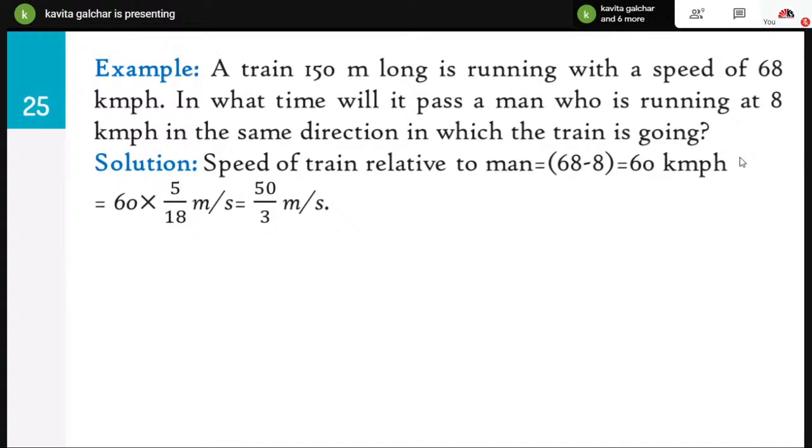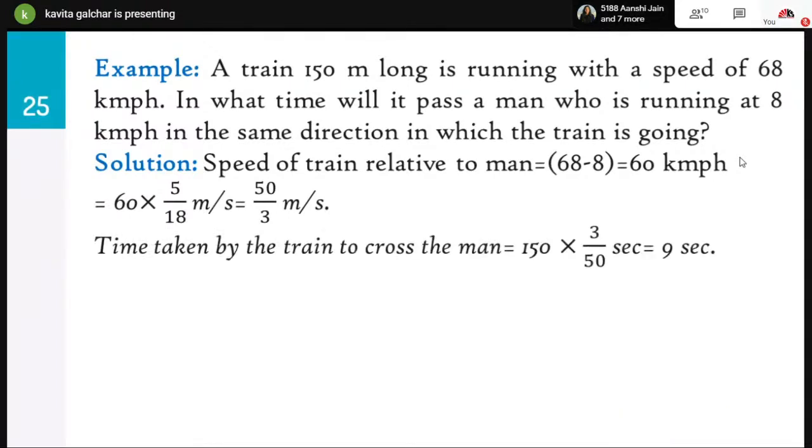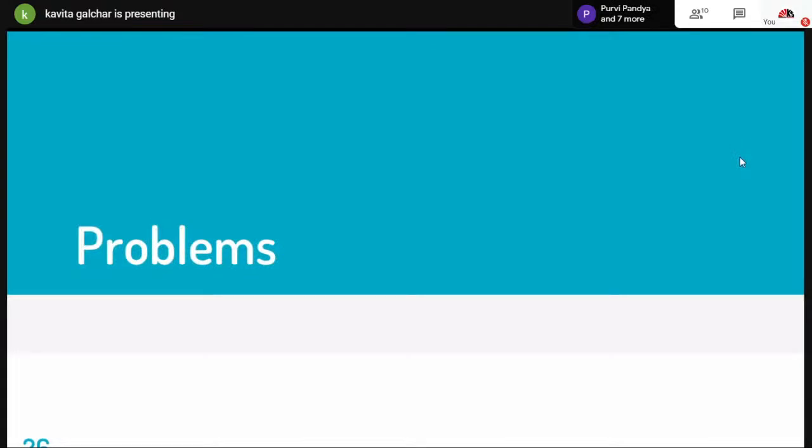The train is 150 meter long. The unit is given in meter, therefore I am converting the relative speed into meter per second. So I am multiplying 60 by 5 upon 18. So the speed of the train relative to the man is 50 upon 3 meter per second. Time taken by the train to cross the man will be distance upon speed. So my distance here is 150 and my speed is 50 upon 3, multiplying by 3 upon 50, I am getting 9 seconds. Okay.